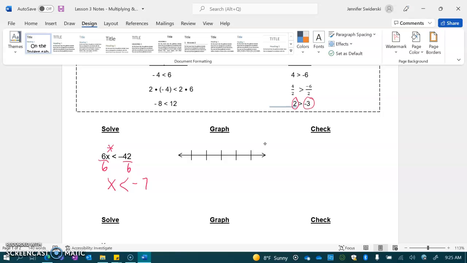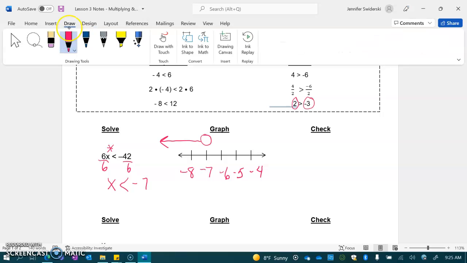Just like the other day, I'm going to go in and graph these. So maybe this is -7, -8, -6, -5, and -4. My circle is going to be open because it does not entail less than or equal to, and my graph is going to the left.